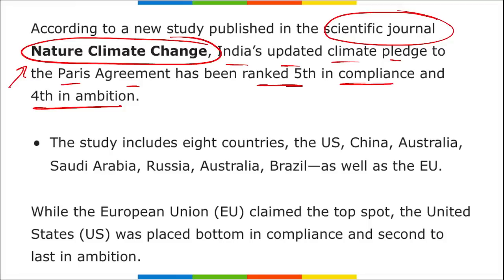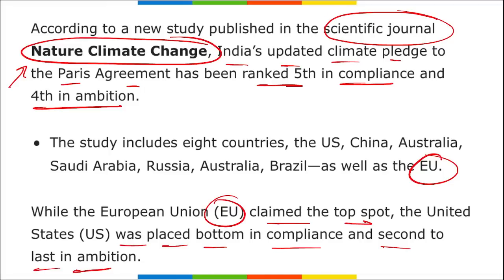The study included 8 countries such as the US, China, Australia, Russia, Brazil, as well as the European nations. While the European nations claimed the top spot, the United States was placed last in compliance and second to last in ambition. According to the study, the European Union was considered the most credible, ranking first in compliance and ambition. That means they are genuinely working towards renewable energy, towards making our environment a better place, and towards keeping it clean.